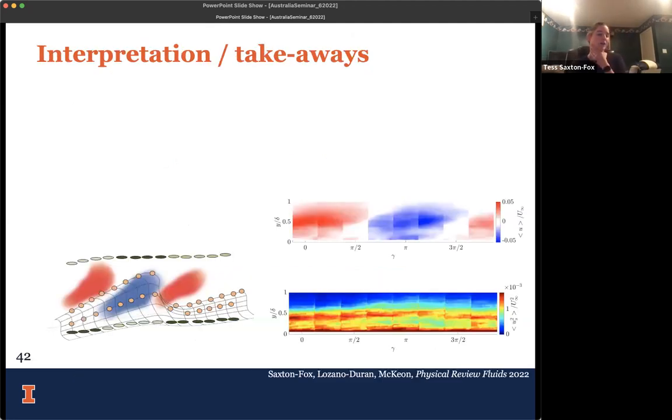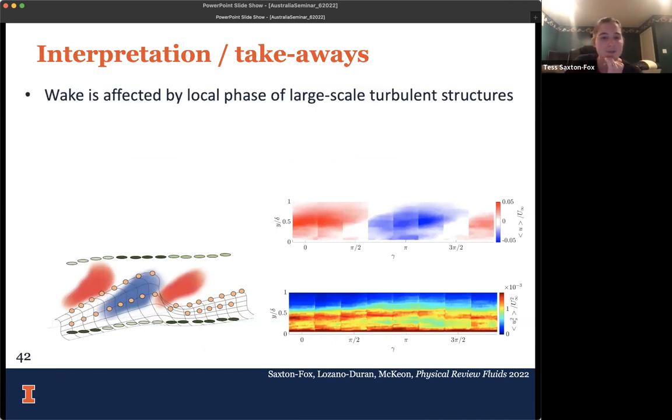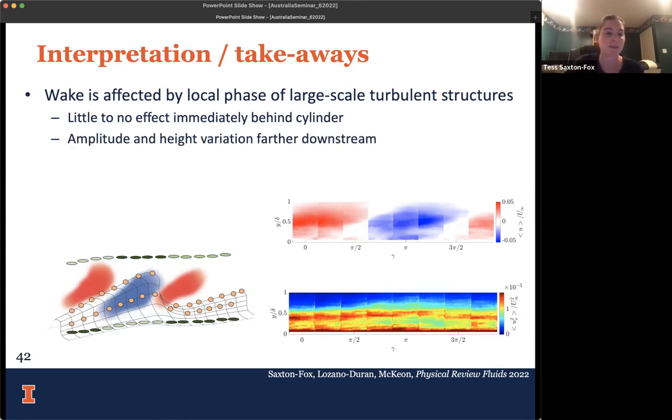Okay, so I want to give myself some time to interpret and take away some of what we're talking about here. For this particular problem, what we're seeing is that we do think that the wake is affected by the local phase of large-scale turbulent structures. We think it matters which structure you consider and which wake height you consider. We generally don't see much of an effect right behind the cylinder. It doesn't seem to significantly affect that so far, though we're going to look at frequency analyses and see whether there are other changes that we can observe immediately behind the cylinder depending on the large-scale structure behavior.